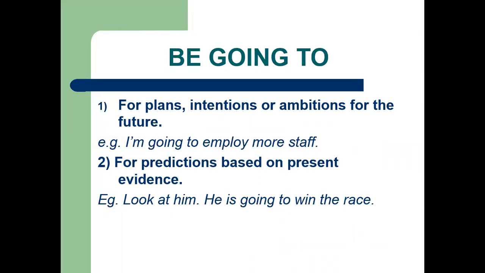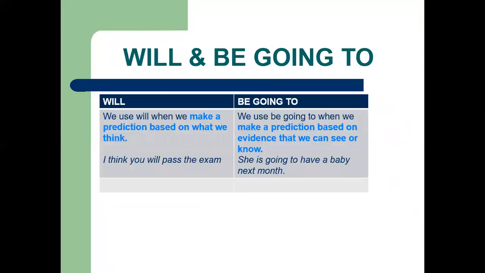Also, you can talk about prediction based on evidence. Look at him, he's going to win the race. So there are some elements in the present that allow you to make this prediction, right? It's very different from the other one. We use will generally to talk about predictions based, as we said, on your personal opinion.